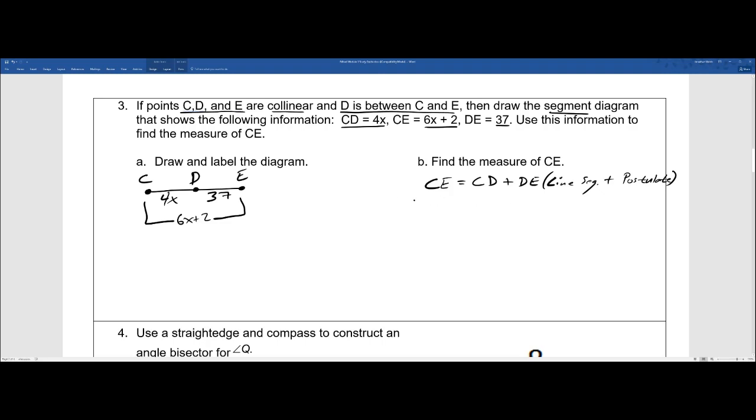All right, so CE we remember as 6x plus 2. CD is 4x. And DE was just 37. This part was because of substitution. So make sure you include the reasoning. Okay, we just substituted.